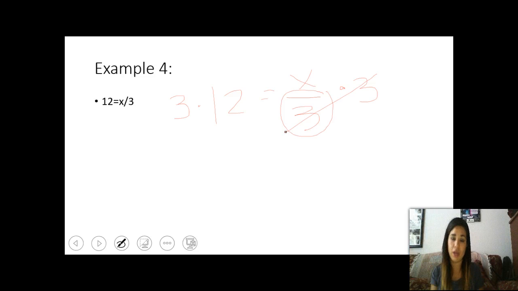But if I do it to the right, I have to do it to the left. So now I'm just left with x, and 12 times 3 is 36. What does that mean? That if I go back to the original, 36 divided by 3 should give me 12. And that is true.